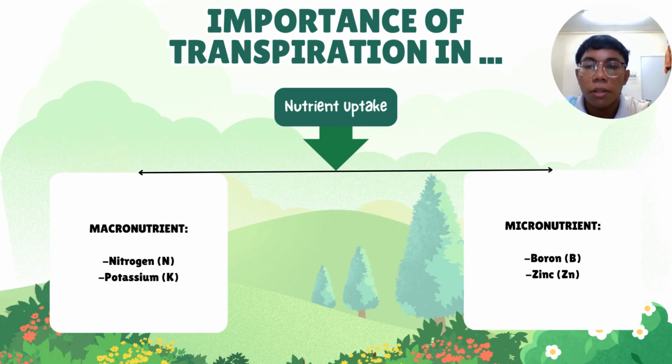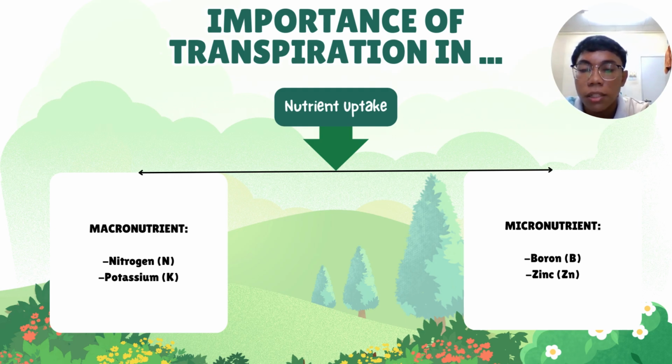So now I'm going to talk about nutrient uptake for macronutrients and micronutrients. I will give two examples of macronutrients, which are nitrogen and potassium. Nitrogen gives the green color to the plants through the formation of chlorophyll. Other than that, it is the main component of protein, nucleic acid, and enzymes in photosynthesis and respiration.